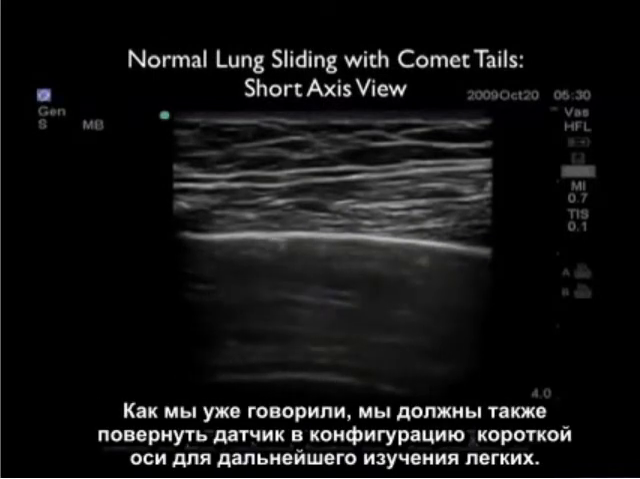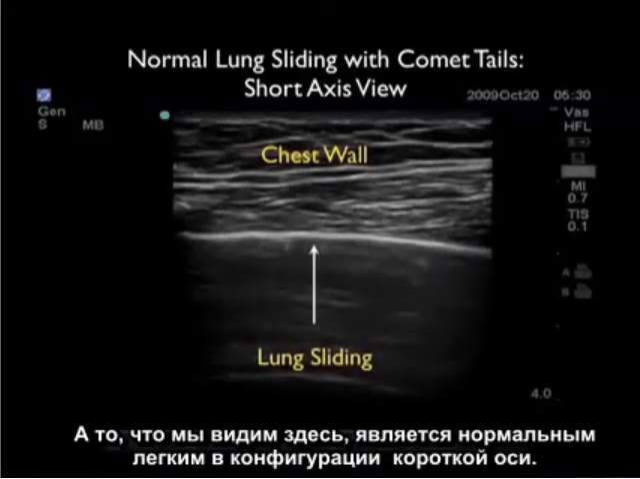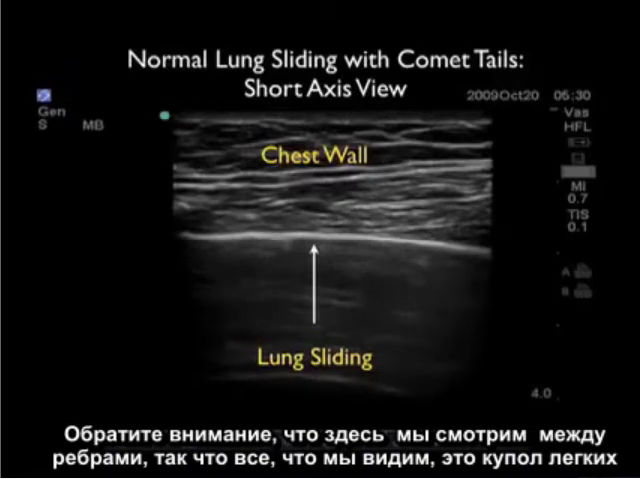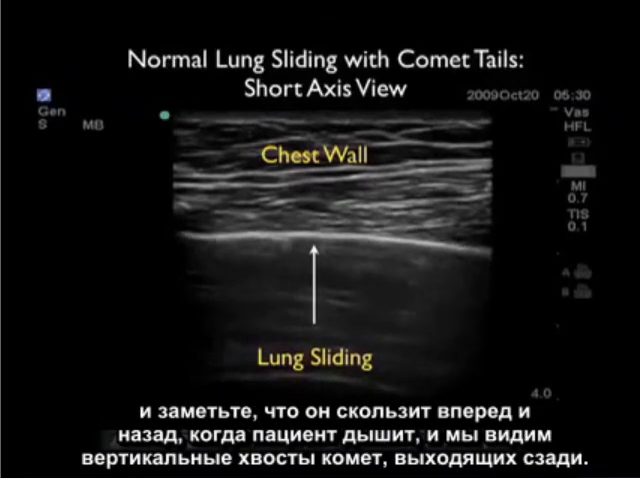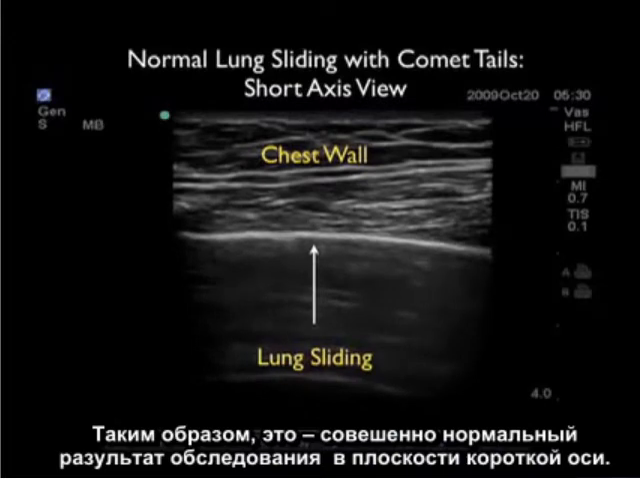As we mentioned, we should also swivel the probe into the short axis configuration to further examine the lung, and what we see here is a normal lung in short axis configuration. Note here we're looking in between the ribs, so all we see is the dome of the lung, and notice that it slides back and forth as the patient breathes, and we see the vertical comet tails coming off the back. So a completely normal examination in the short axis plane.